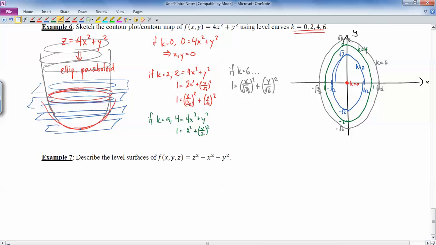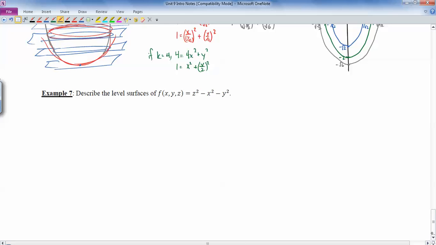So last problem, describe the level surfaces of that 3D, or that 3 variable function. So this is actually a 4D graph if you graphed w equals z squared minus x squared minus y squared.